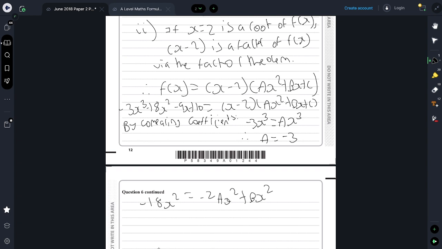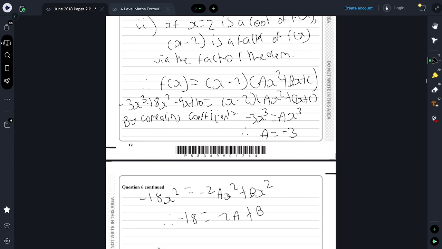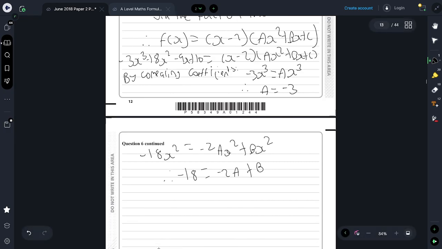A constant? No, there's no other way. Well, actually, this means minus 18 has to be minus 2a plus b. But we know that a already is minus 3. So that is equal to minus 2 times minus 3, which is 6, plus b. Therefore, b is minus 18 minus 6. That's minus 24.